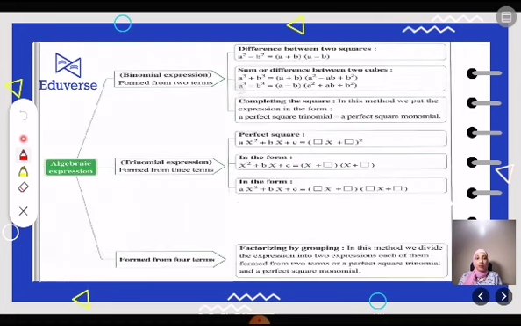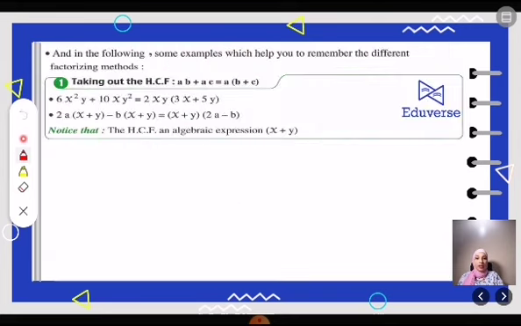Here we studied some types of factorization, like difference between two squares, sum or difference between two cubes, completing the square, like the perfect square. Then factorization in this form, x power 2 plus bx plus c. We call it the simplest form, and the complex form, which is ax power 2 plus bx plus c. And finally we have factorizing by grouping. We already studied this at the end of the term. Then we are going to talk about each one of them separately.